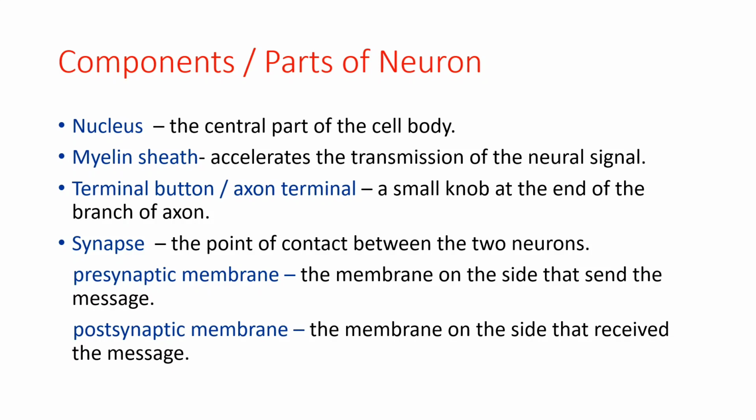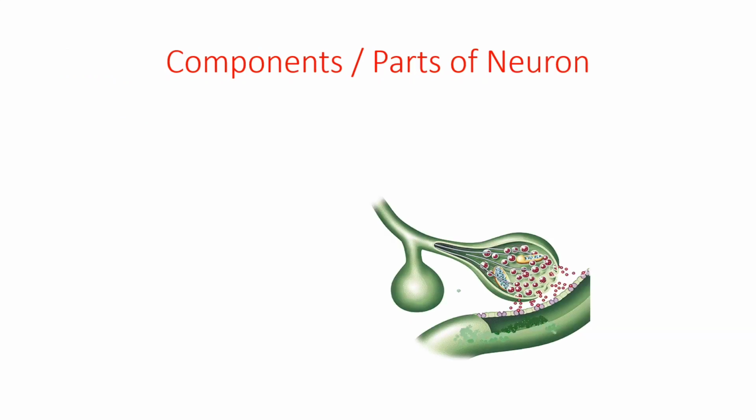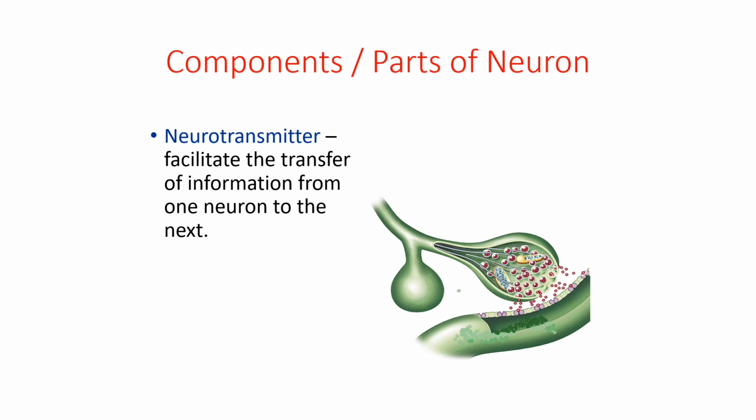So paano nakakapag-send ng information from one neuron to the next? So if the neurons are not directly connected to each other, then in what way can the information travel from one neuron to the next? The answer to that is neurotransmitter. Neurotransmitter facilitates the transfer of information from one neuron to the next.